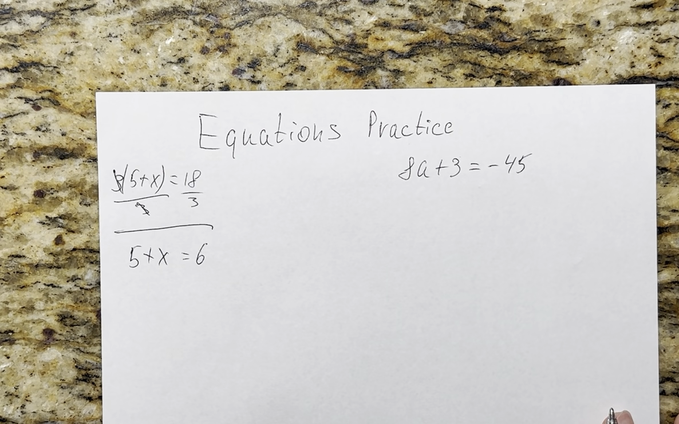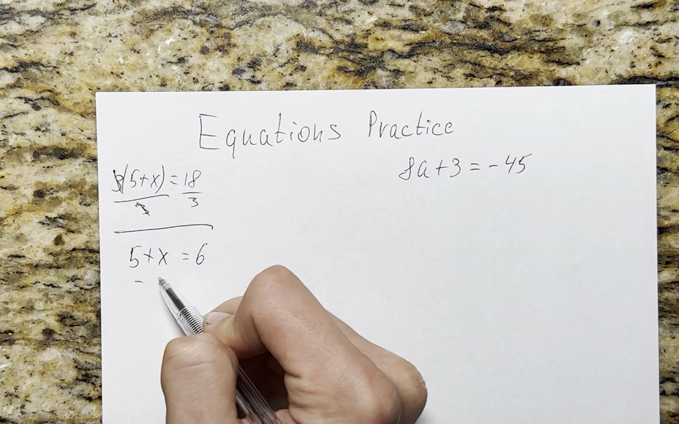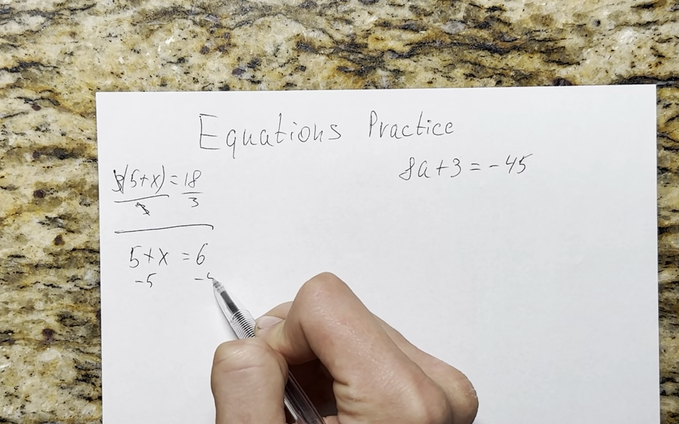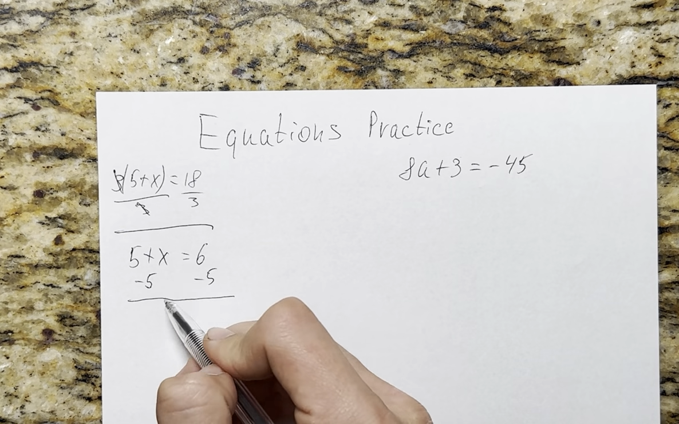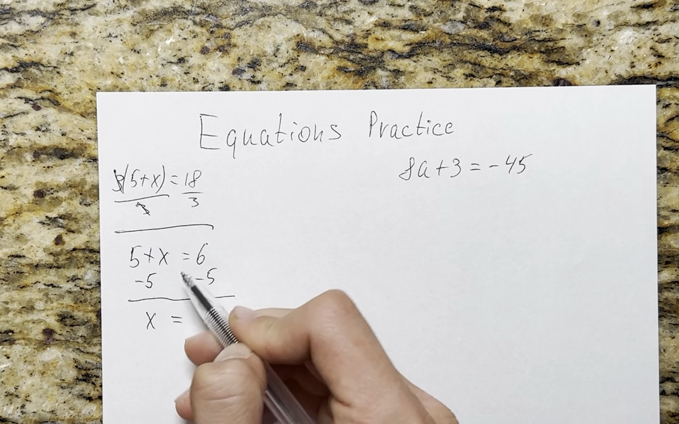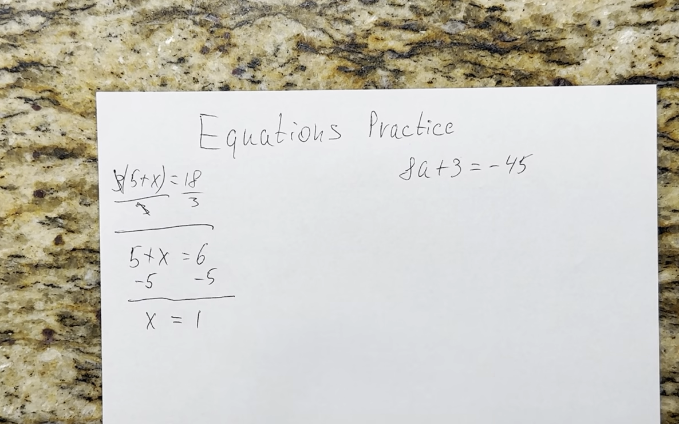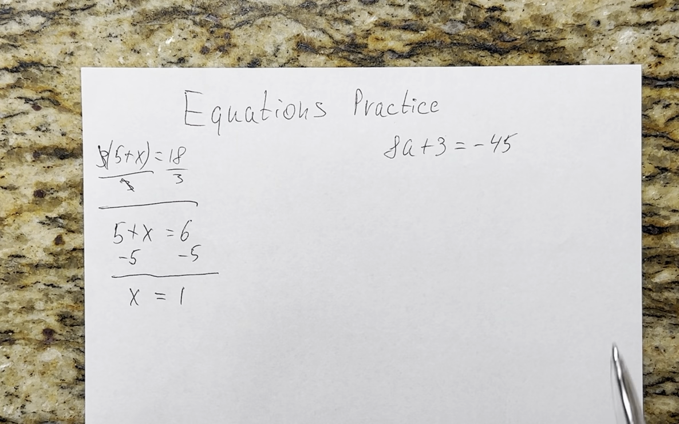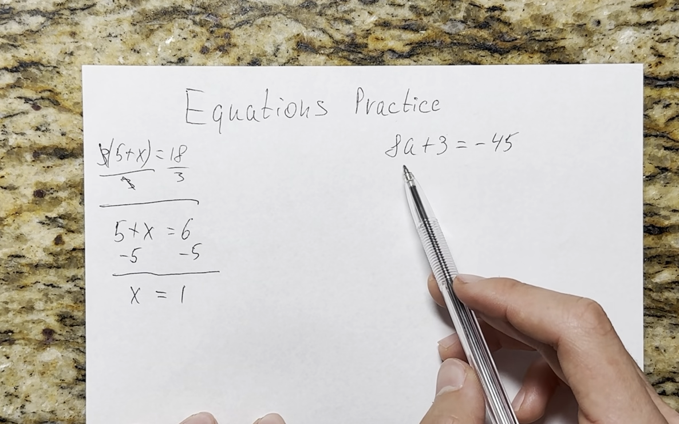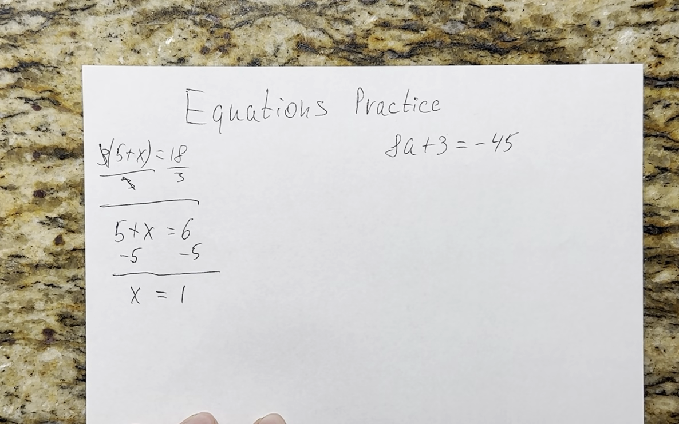And now you can subtract 5 from each side. By doing that, you'll get x by itself on this side, and then you'll get 1 as your answer. Alright, let's go to this one. 8a plus 3 equals negative 45.